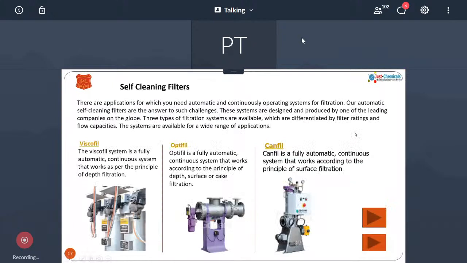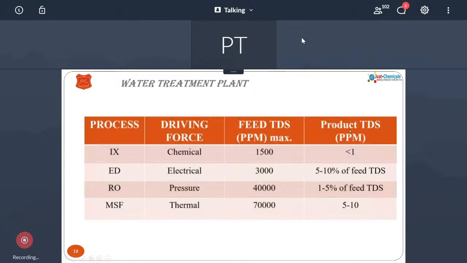Now we go to the other part, that after we remove the suspended solids and we do chlorination. Chlorination is now being replaced by chlorine dioxide in many cases, and if time permits we will discuss chlorine dioxide as well. But here are the processes which are normally employed for removing the dissolved solids.